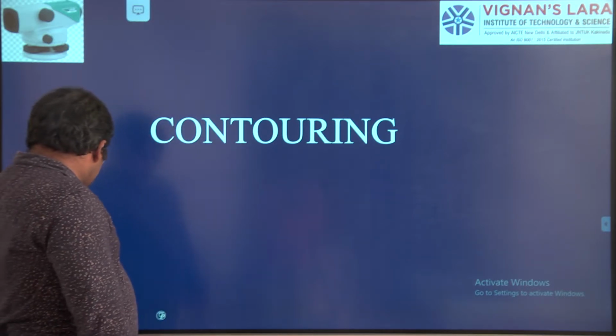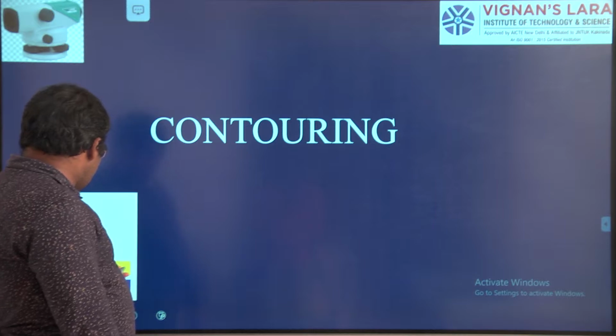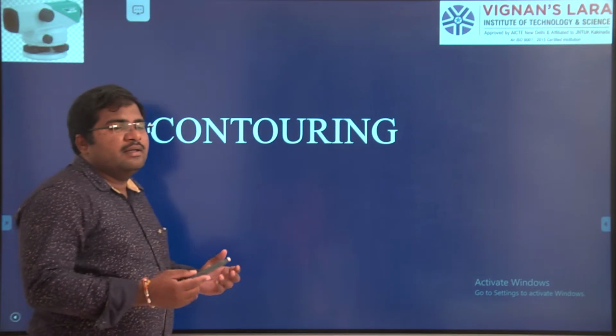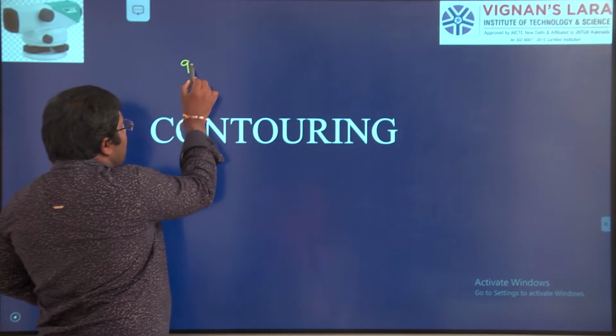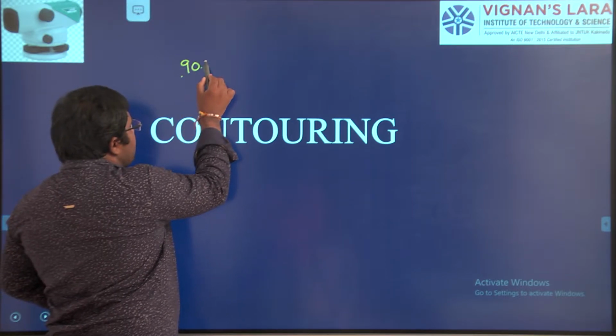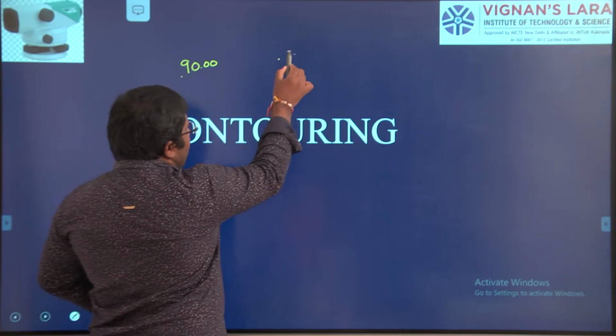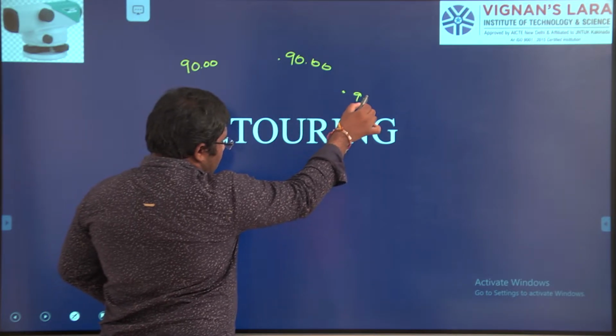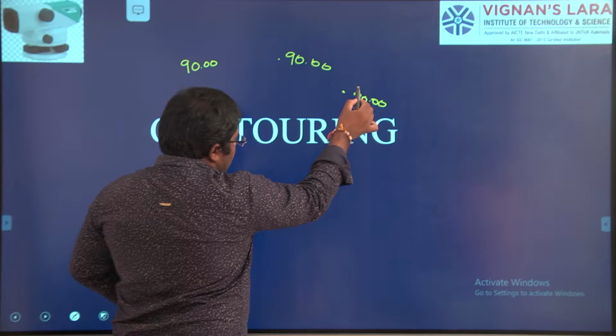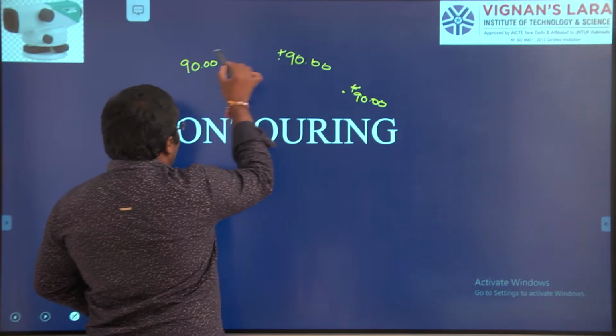All points of equal levels, the same level. Suppose the level is 90.00 here, I have the same 90.00 here, and here I have the same point 90.00. So this is the level at that particular point.